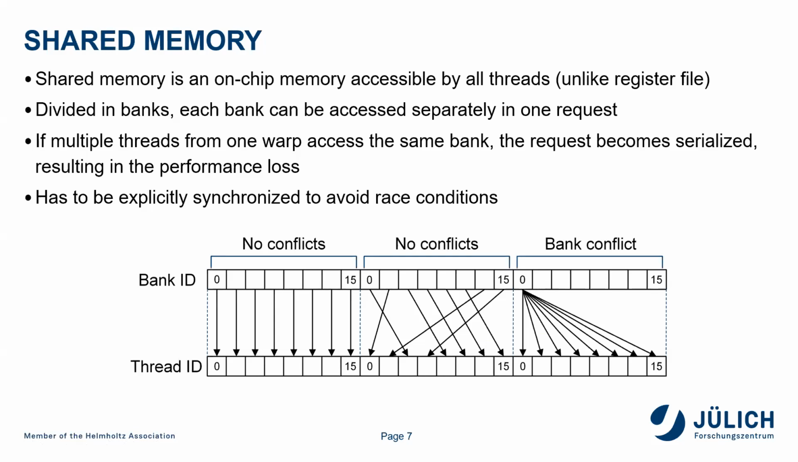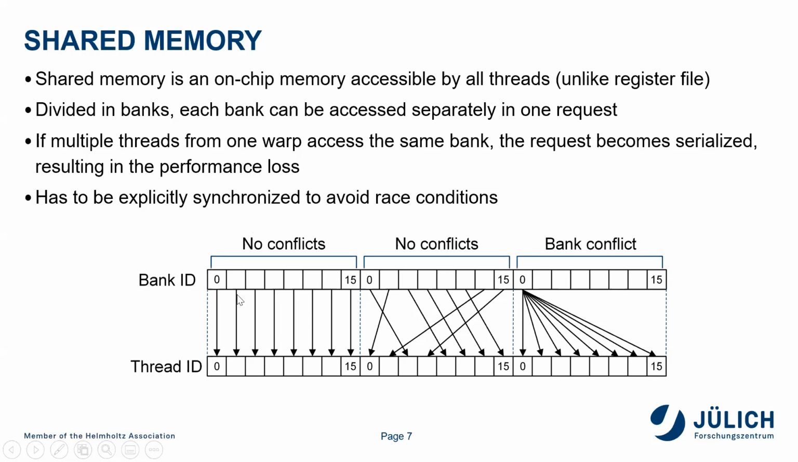So if a warp wants to get values from this shared memory, there are some strict rules you need to follow. The memory is divided in banks, and each bank can be accessed separately in one request. So for example, if you have 16 banks, the addresses 0, 16, 32, and so on will correspond to one bank. So if you try to access this bank by all threads, for example, and you access different values in this bank, the access becomes serialized and your performance is hindered by a lot.